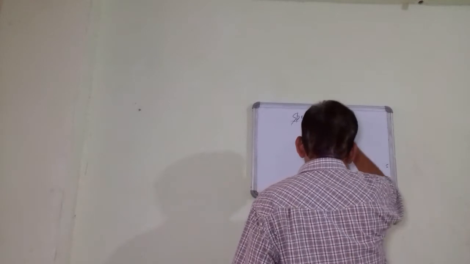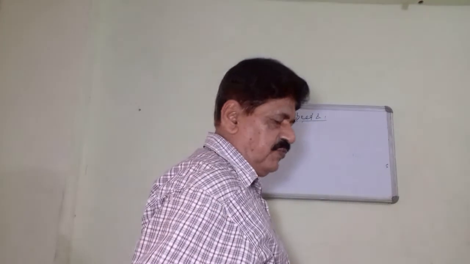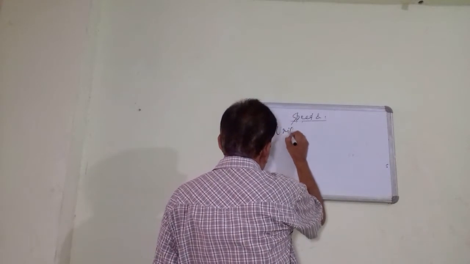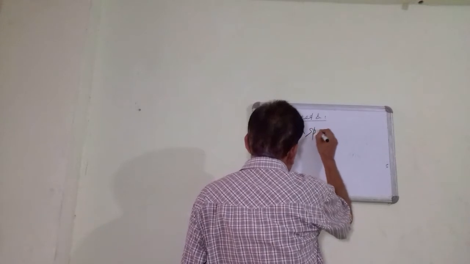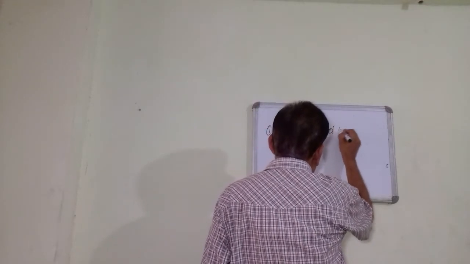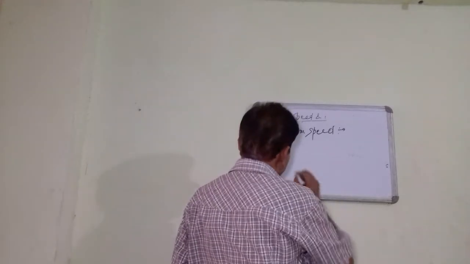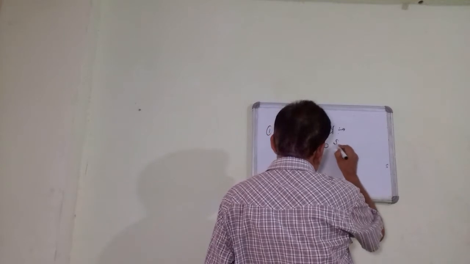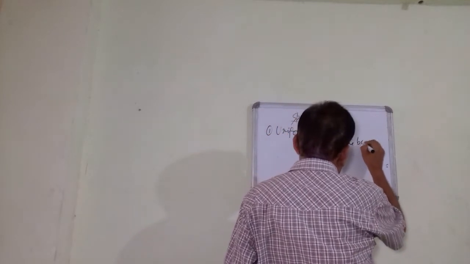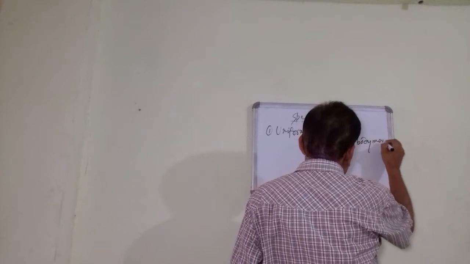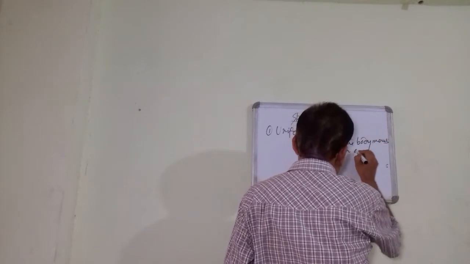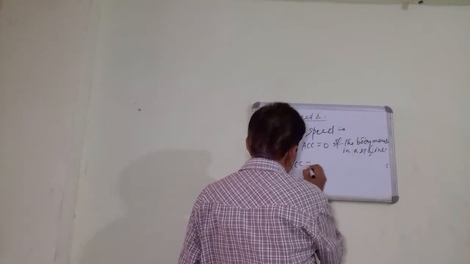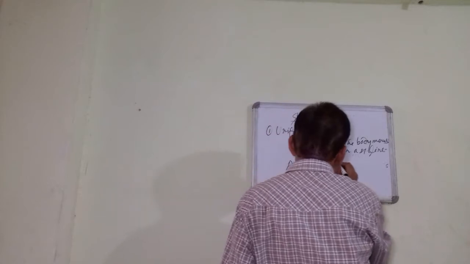There are four types of speed. First one is uniform speed. If the body covers equal distance in equal time, then it is uniform speed. Here acceleration must be zero, provided the body moves in a straight line. But if the body moves in a circular path, then acceleration is not equal to zero.